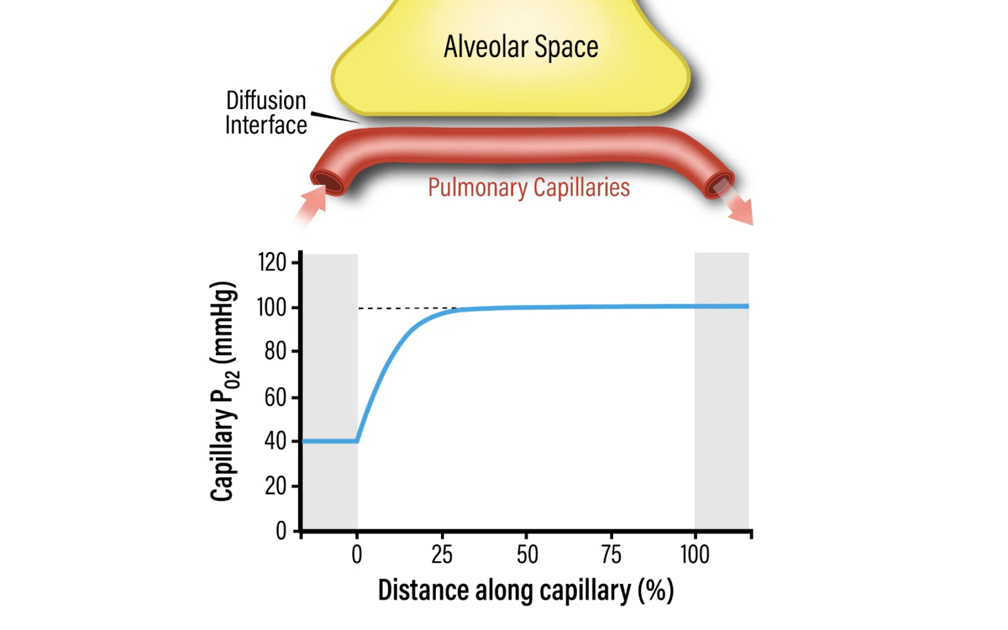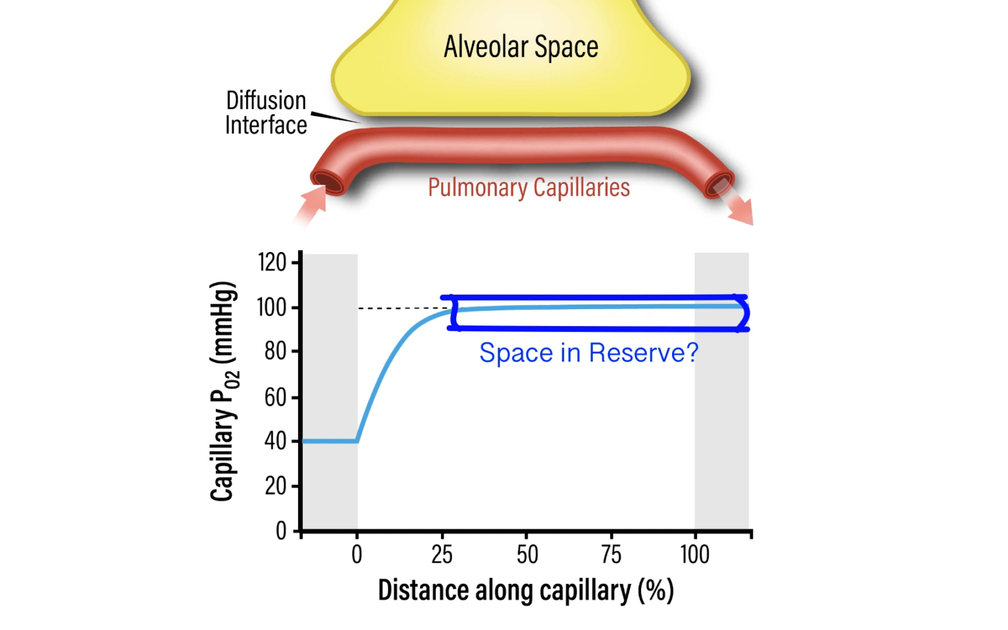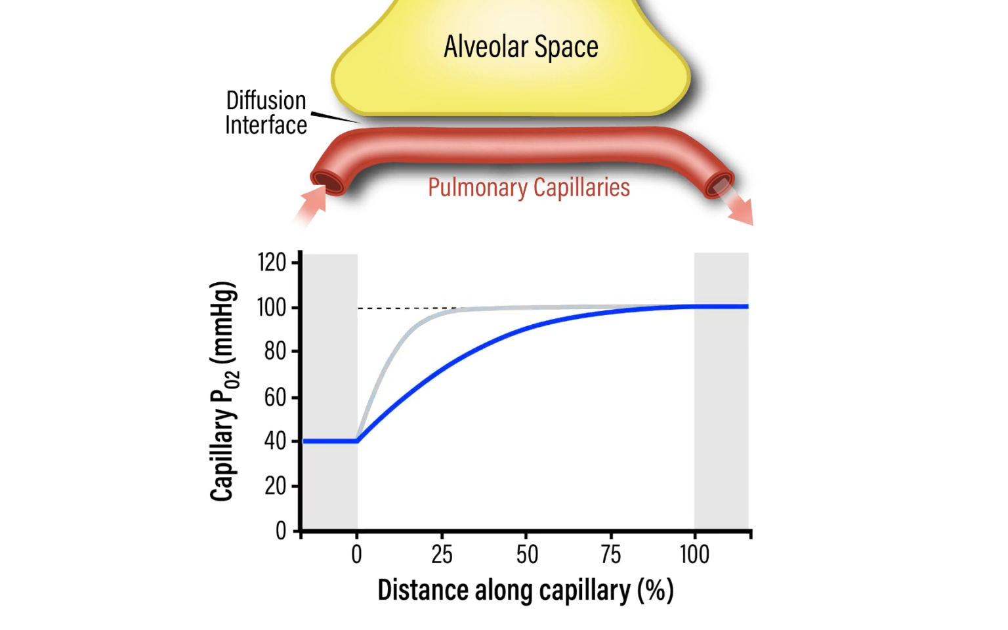However, if you're a glass-is-half-full type of person, you might see this as some margin of safety for instances where rates of gas diffusion are altered or the rates of blood flow are increased. And in fact, that's kind of how it works. This next line here represents two types of situations. Notice that for the second line, equilibration still occurs, but it requires nearly the entire length of that diffusion interface.